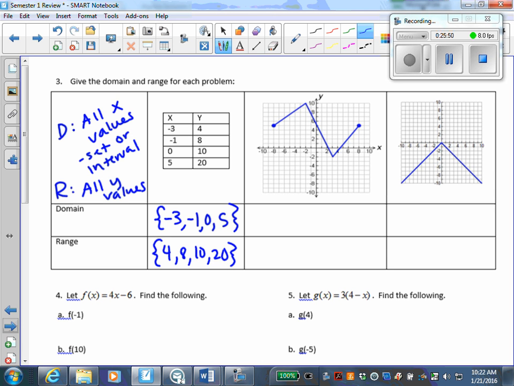For the next graph, we cannot list all the x values that show up on that graph because there's actually an infinite number of x values. It's everywhere but from this point, which is at -8, to this point, which is at +8.